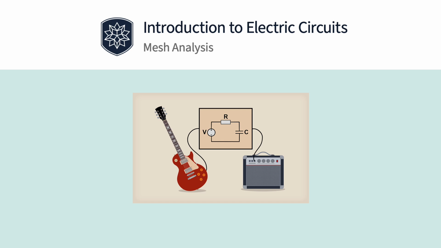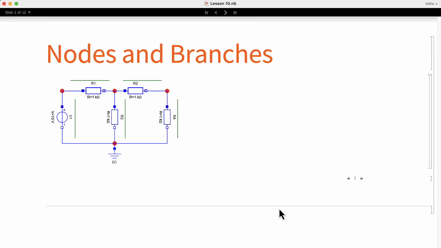To better understand it, we need to learn the concepts of nodes and branches. In an electrical circuit, nodes are points where two or more components connect. In the following diagram, we can see them marked with red dots. This circuit has four nodes. The first one is the ground, which connects resistors 3, 4, and the voltage source. On the top, we can see the other three nodes connecting the other components.